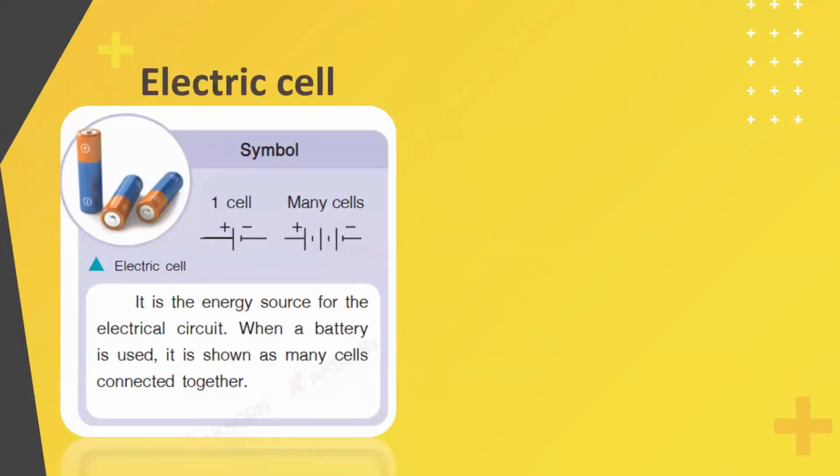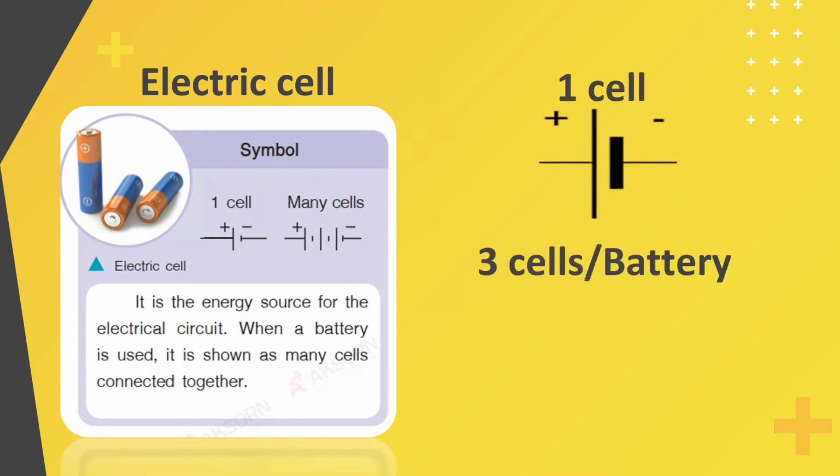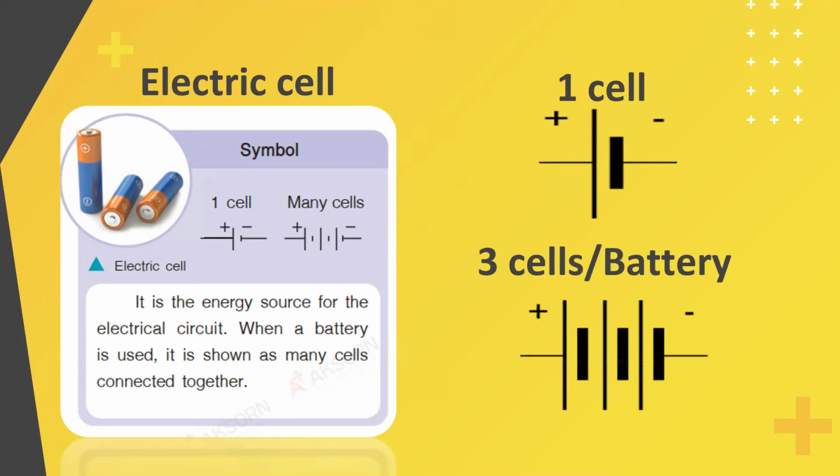First, we have the electric cell. It is the energy source for the electrical circuit. When a battery is used, it is shown as many cells connected together. So, this is a symbol for one cell, and this is a symbol for 3 cells or a battery. The longer line shows the positive end, and the shorter line shows the negative end.